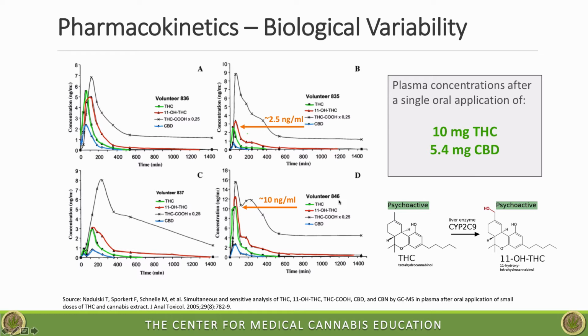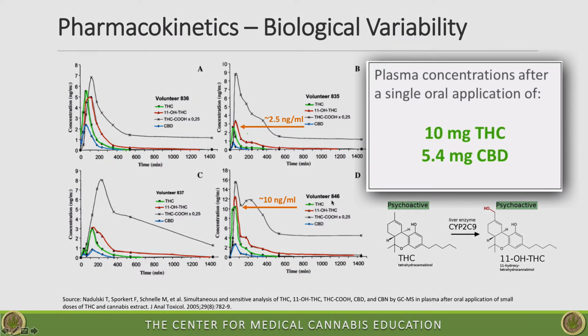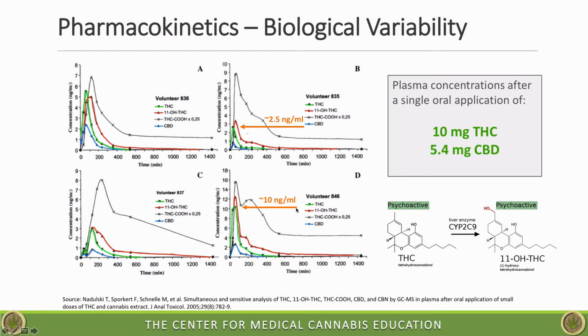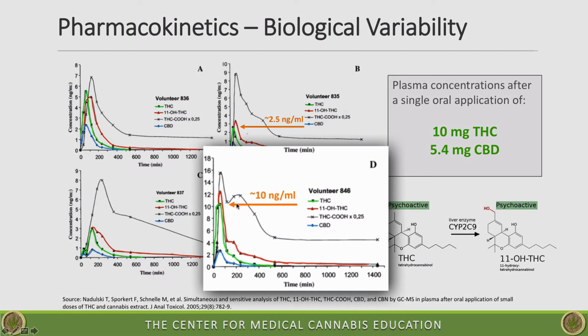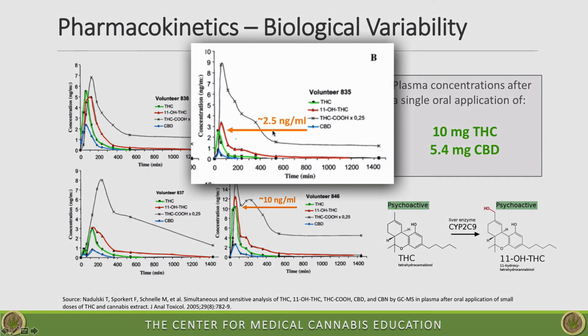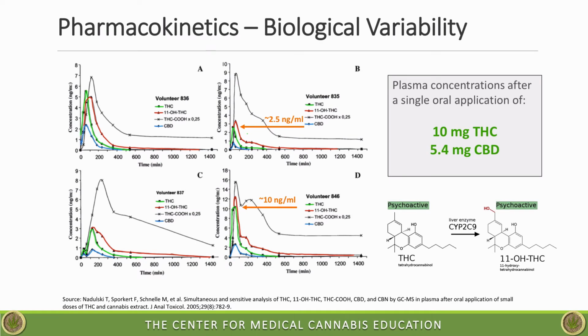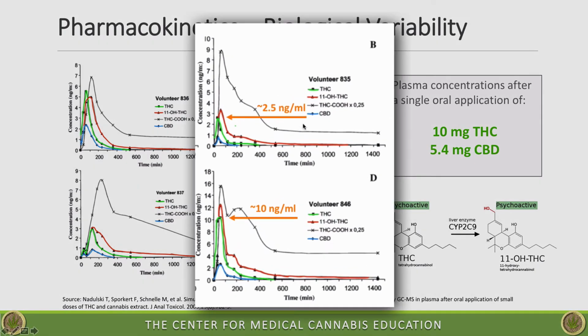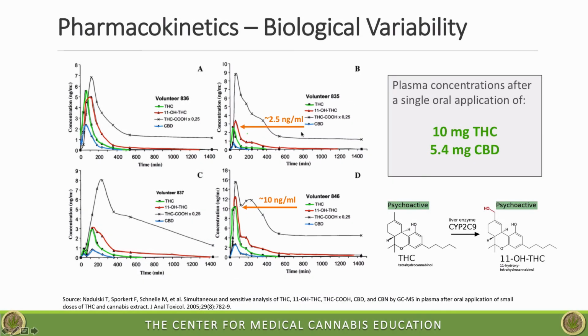And each of these subjects ingested a capsule containing 10 milligrams of THC and 5.4 milligrams of CBD. Let's look at the difference in the Cmax, the maximum concentration of delta-9 THC in volunteer 846, which is at 10 nanograms per milliliter, as compared to volunteer 835, which is 2.5 nanograms per milliliter. This is a difference of 4. That's 300%. Which one of these is your patient? Because in one situation, you may have underdosed the individual, and in another situation, you may have overdosed them.